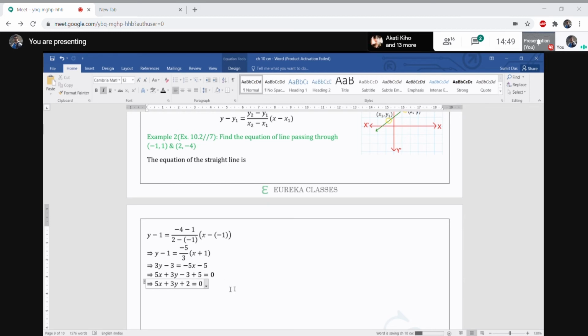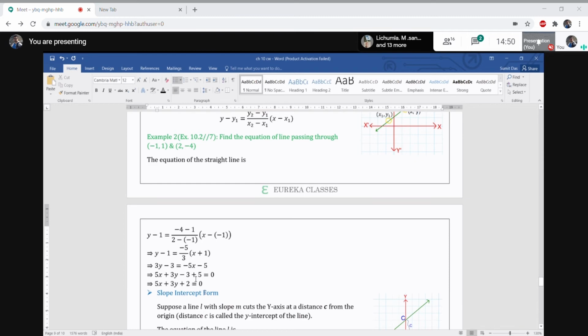Whenever the equation of a straight line comes, you have to always end the equation like this. If you don't do it like this, you will not get the marks. Sometimes maybe 1 mark, maybe. Fine.